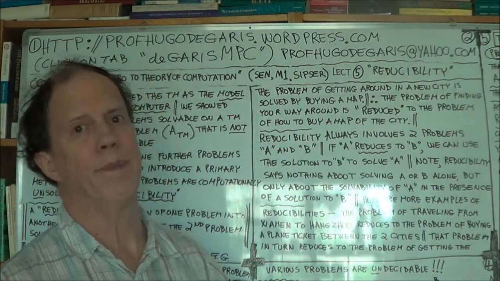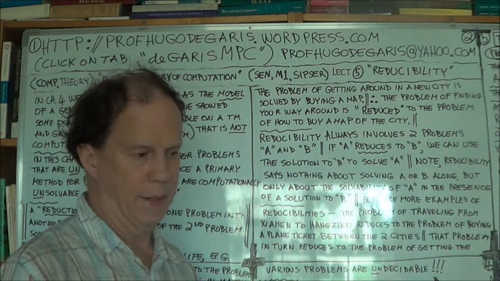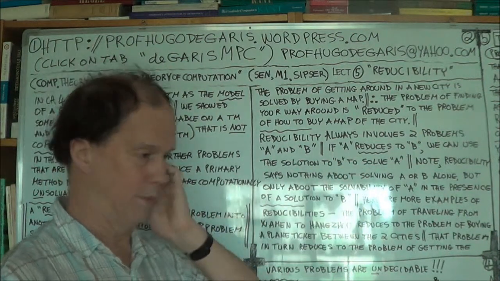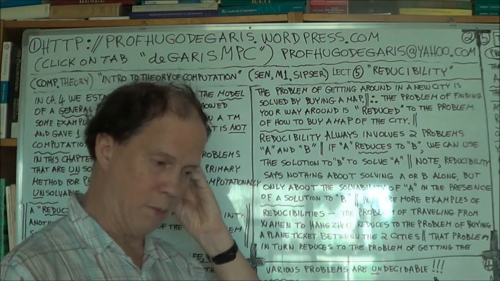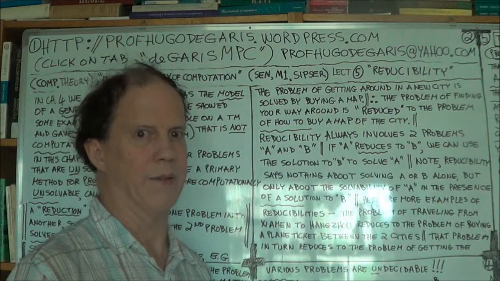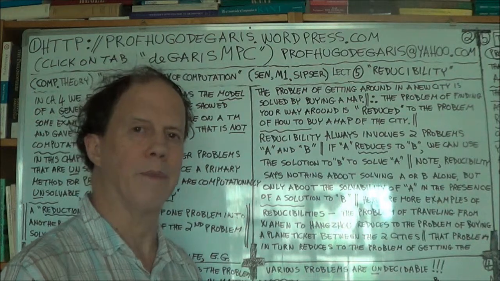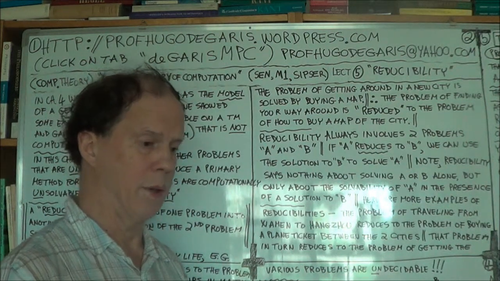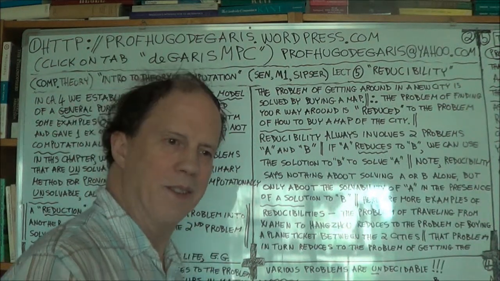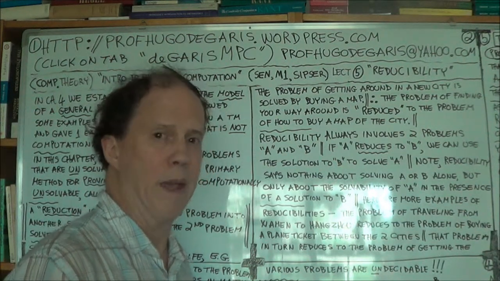how to get around in your new city. Well, you can reduce that problem to the problem of obtaining a map. Okay, and so the problem then of obtaining a map, you know how to do that, right? You just go and buy it somewhere, for example. So the solution to your problem B, how to buy a map, will help you solve problem A, right? Because once you got the map, you know where to go. You solve your problem of how to get around in your new city by having a map.